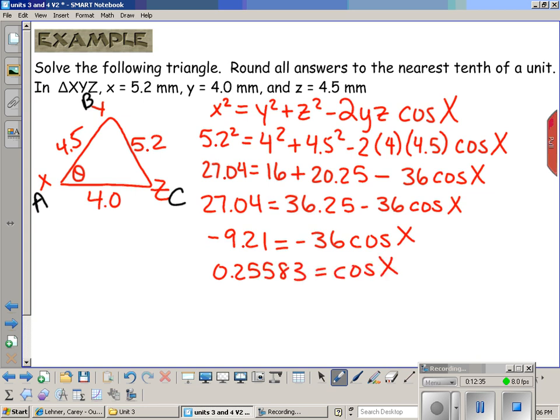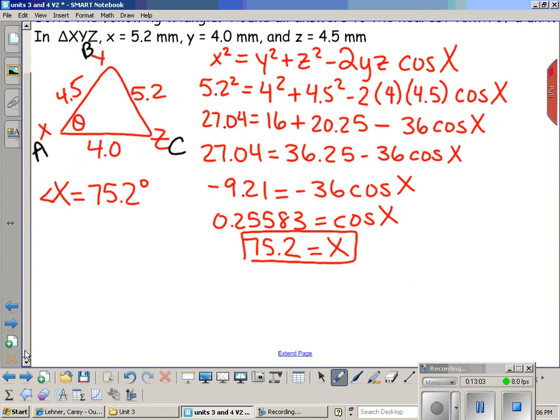And then we do the second function cos. So second function cos, decimal 0.25583. And we get 75.2. They wanted the nearest tenth. So angle X is 75.2 degrees. But we have to find the other two angles. So now we have to choose another one to solve for. And again, it doesn't matter which way you go. You can choose to find y or z. So I'm going to look for y now.